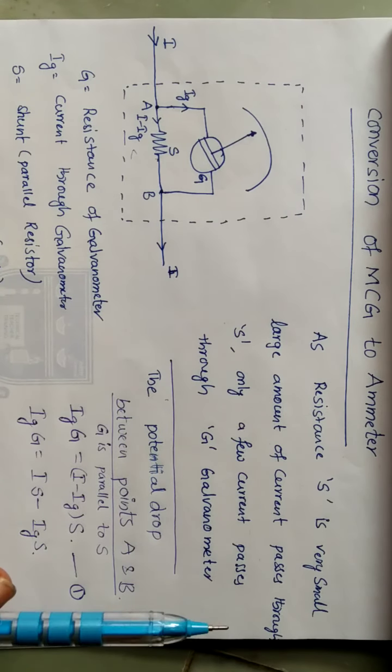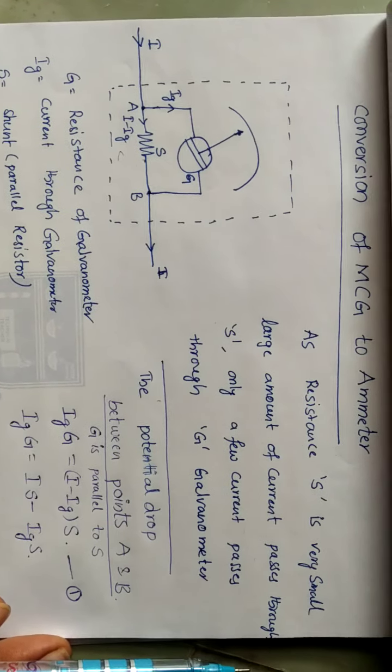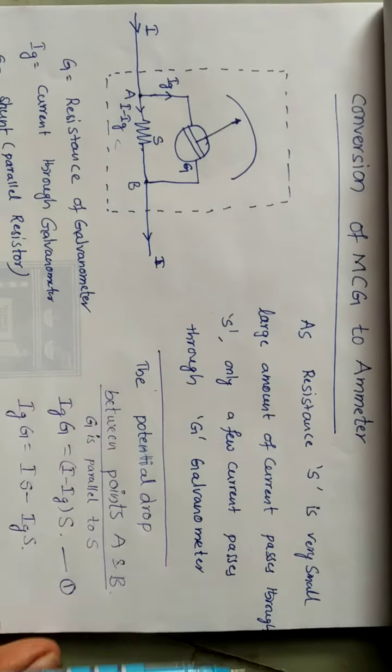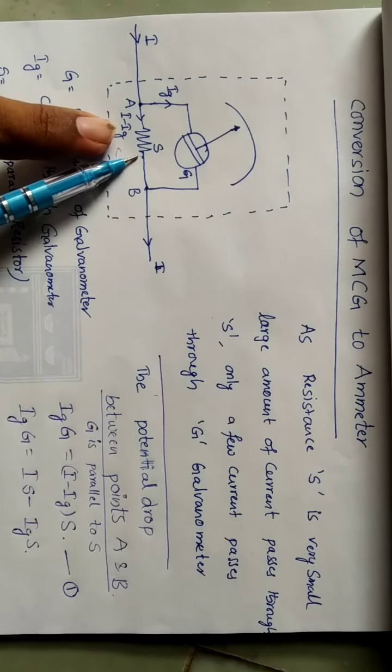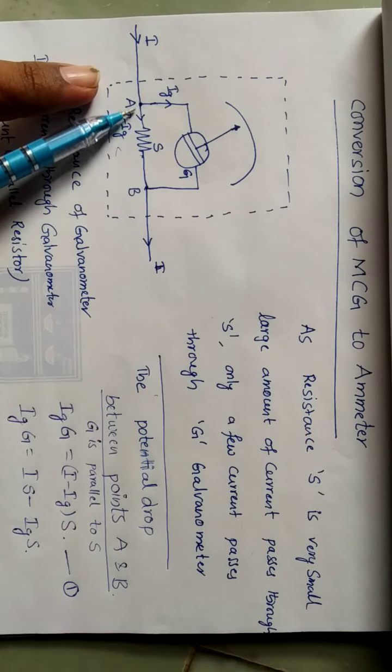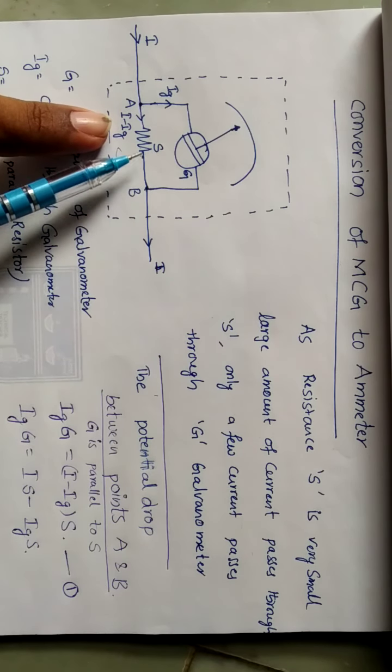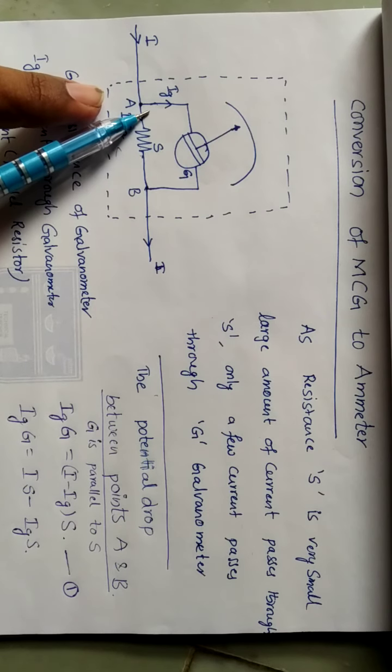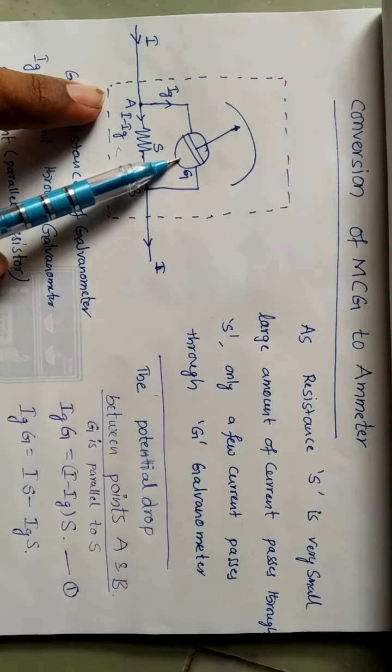Now we will see how this is possible. Once again I want to reiterate, as the resistance S is very small, a large amount of current is allowed to flow through resistor S, and only a small amount of current Ig flows through the galvanometer.